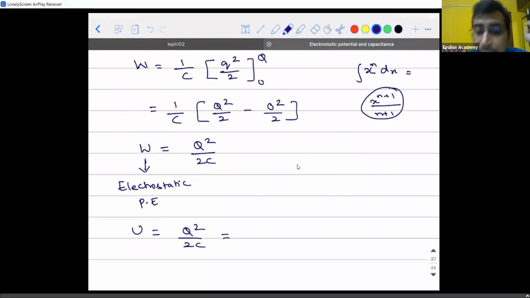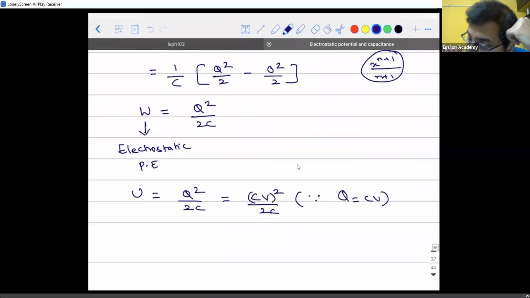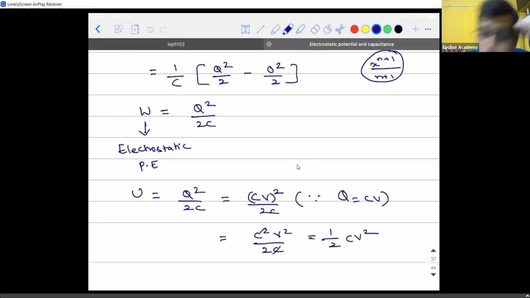Or this can also be written like this. What is the formula for capital Q? Can I write capital Q is equal to C into V, divided by 2C? Since Q is equal to CV. So what will you get? C square V square divided by 2C. It is going to be half CV square.